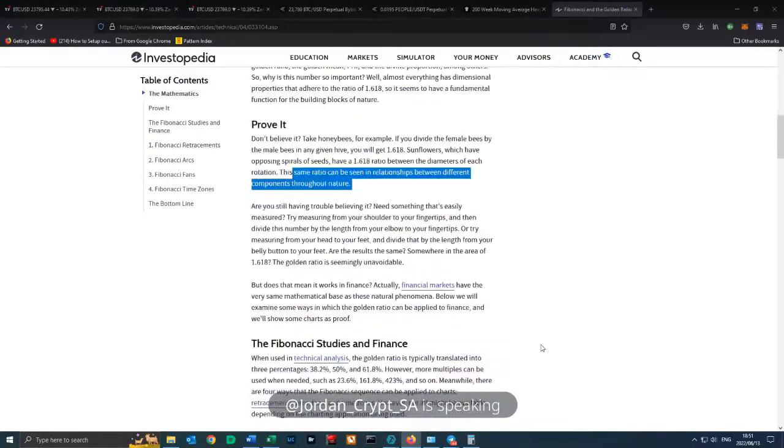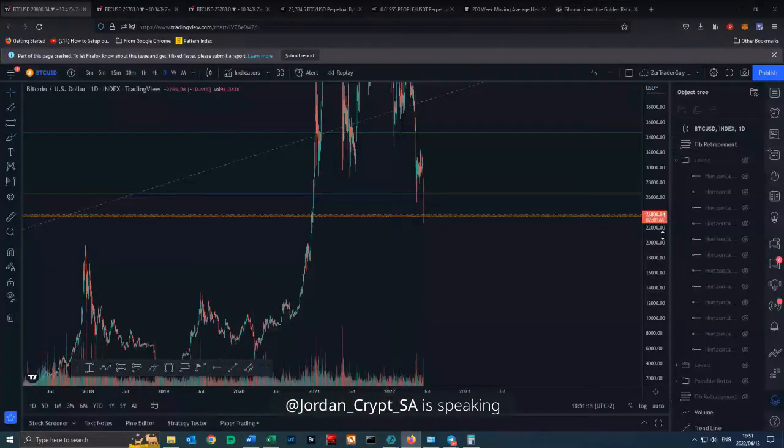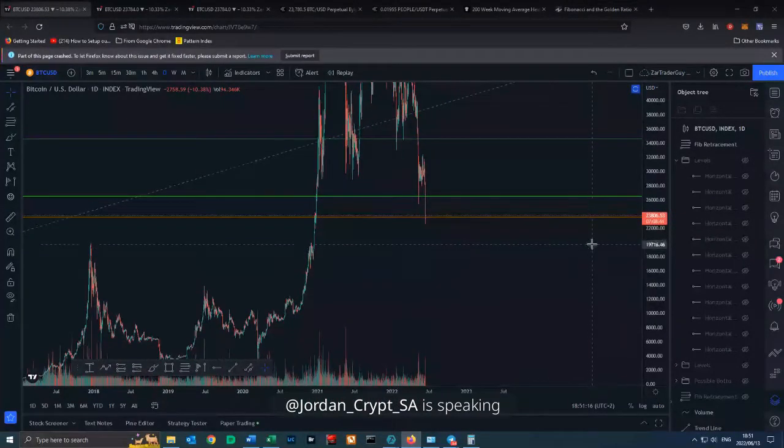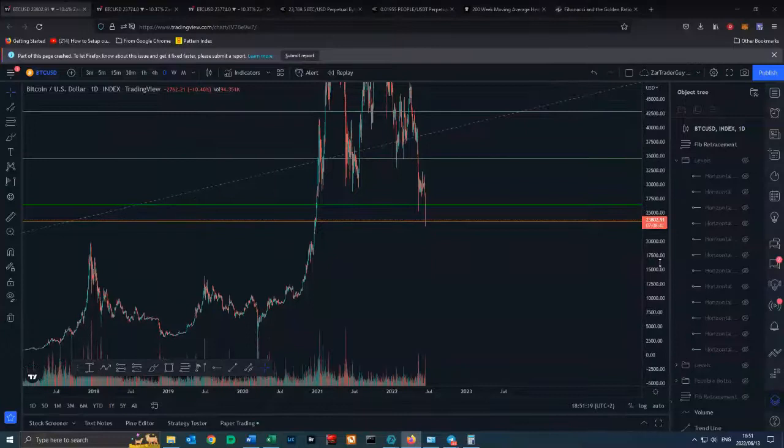So if I'm correct, the golden pocket is the main reversal point. Correct. Okay.